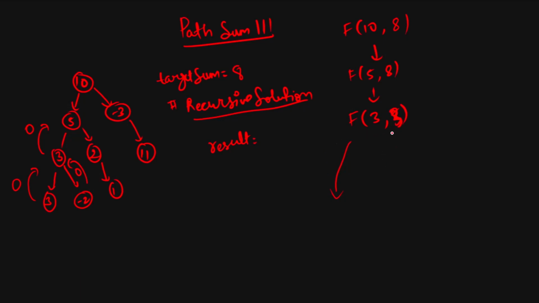So now what I have to do is check from here if I include. If I include, 3 minus 3 will be 0. That means I have taken my first path. This is my first path. I got my first path, so I will make my result 1.